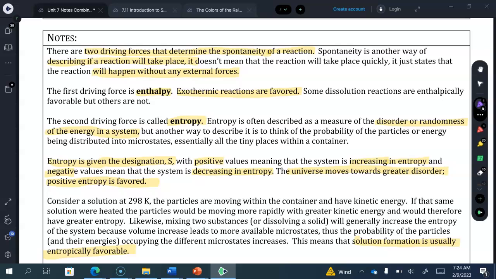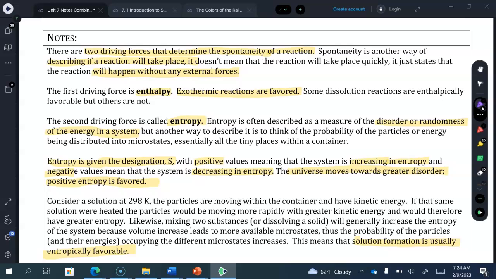Entropy is given the designation S, with positive values meaning that the system is increasing in entropy, and negative values mean that the system is decreasing in entropy. The universe moves towards greater disorder, so positive entropy is favored.